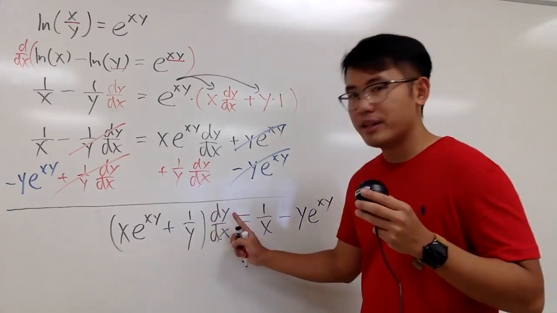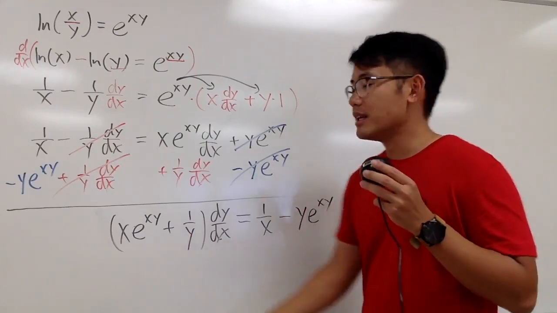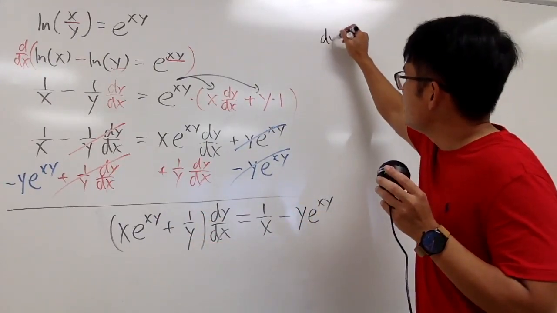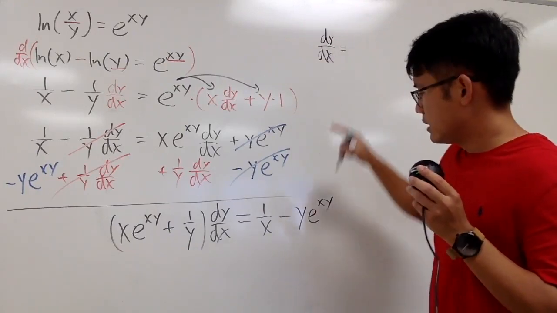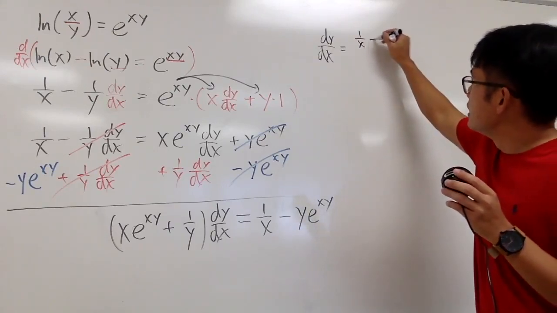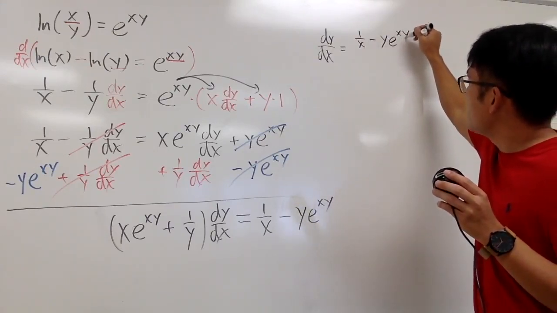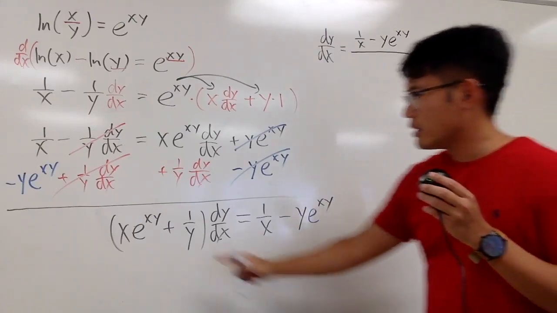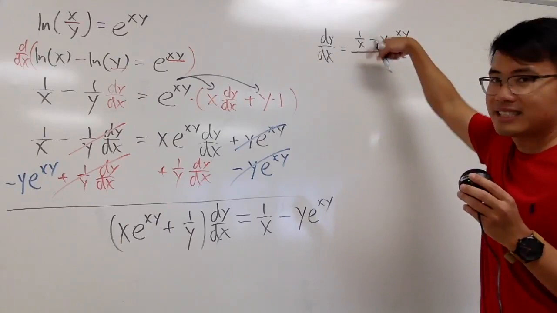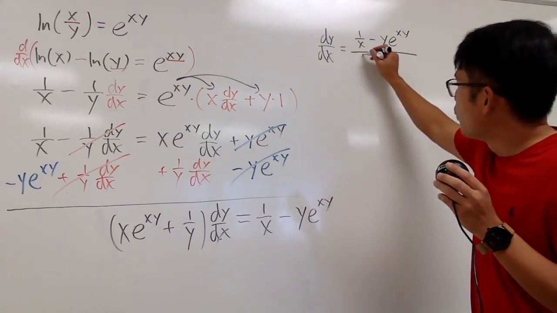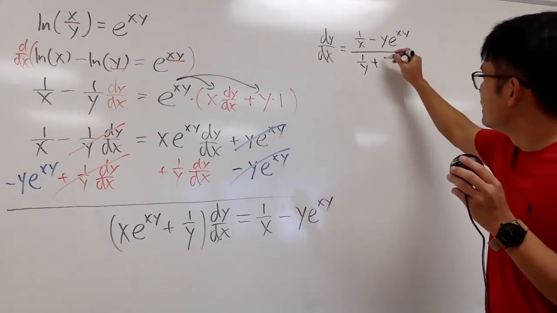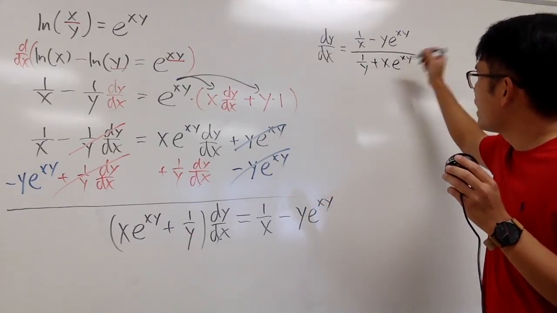And to isolate dy dx, we can just divide both sides by this. So I will just do that right here for you guys. We will see dy dx is this on the top, namely 1 over x minus y e to the xy, and then this is all over that. And let me just write down the 1 over y first because that lines up nicely, right? So 1 over y plus x e to the xy, right?